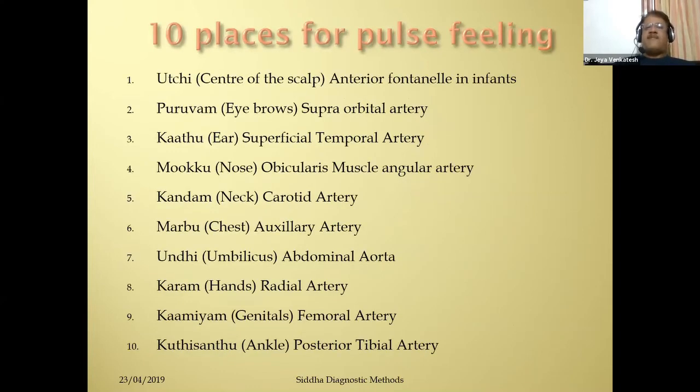The following arteries, that is anterior fontanelle in infant, supraorbital artery, temporal artery, orbicularis, muscular angular artery, carotid artery, axillary artery, abdominal artery, radial artery, femoral artery, and the posterior tibial artery are the places for reading pulse. Radial artery is generally practiced in Siddha medicine to assess the disease.